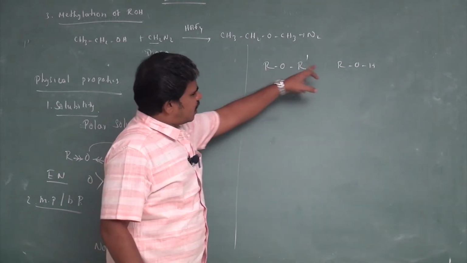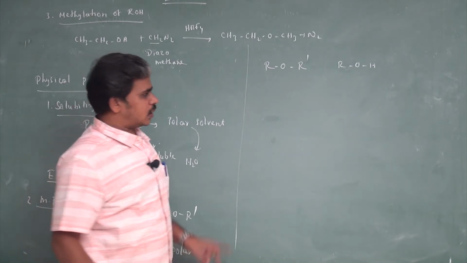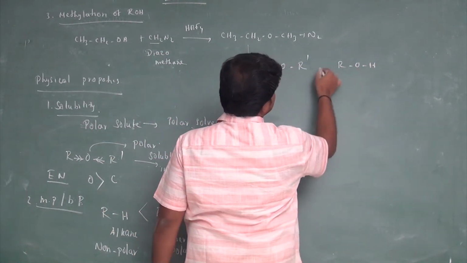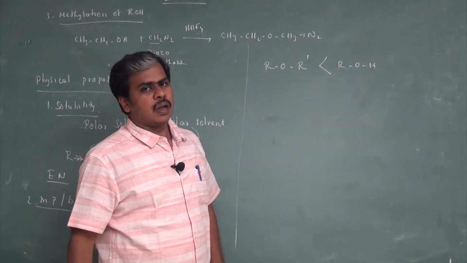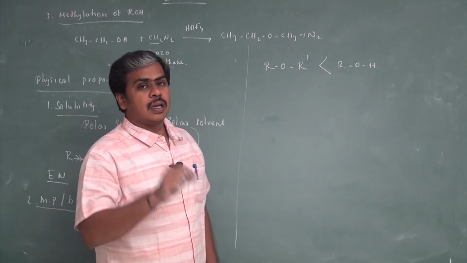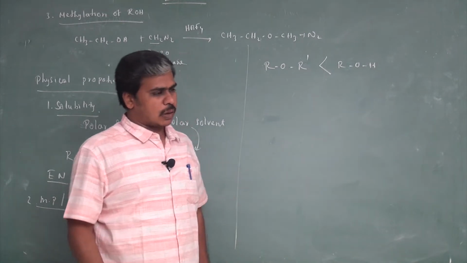Comparing ether and alcohol, which one has the highest melting point and boiling point? Listen, here alcohol shows a higher melting point and boiling point than that of ether. Why? Because there is a possibility of intermolecular hydrogen bond. It is a very important one-mark question.